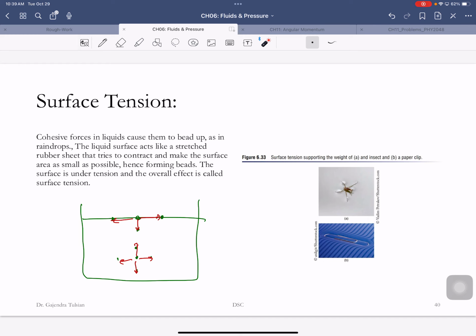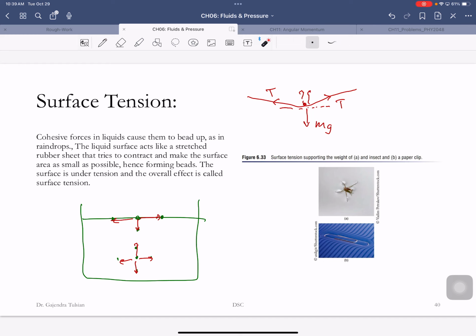And that's what allows a bug to walk on water. So I'm going to draw a cross section. Here's the surface of the water. And now I'm going to draw the bug like a point. And this tension is balancing the weight. Okay? So this component of the tension is canceling, but this component of the tension is supporting the weight of the bug.